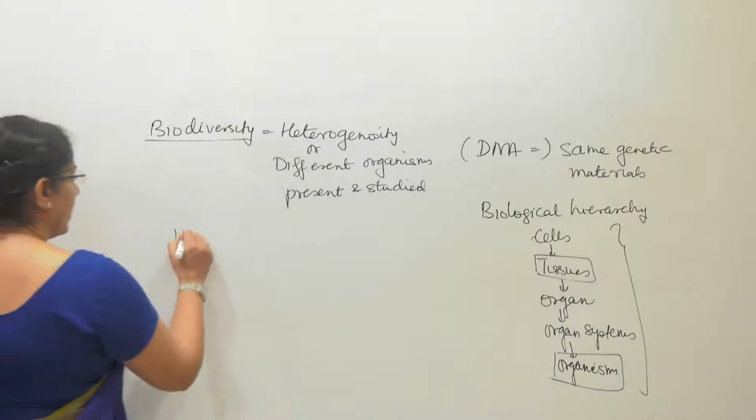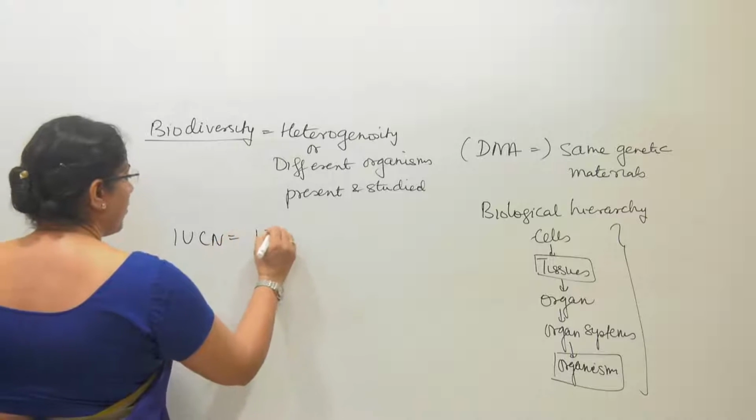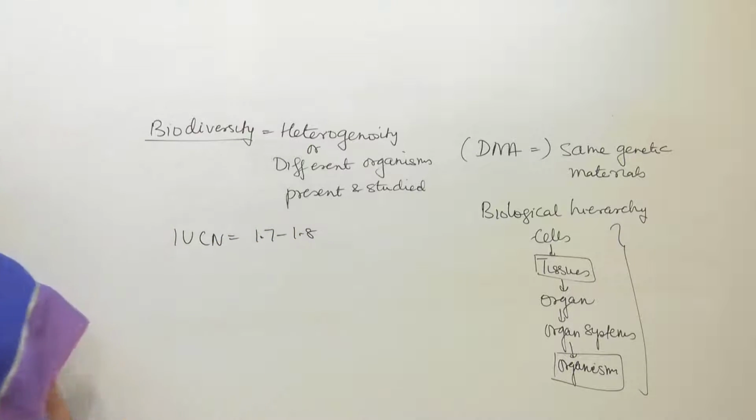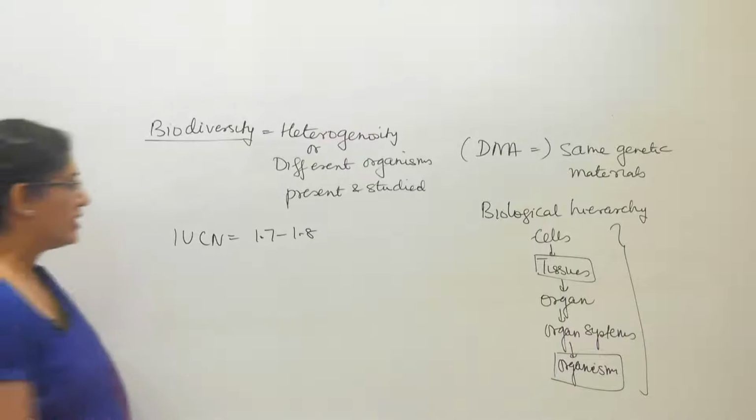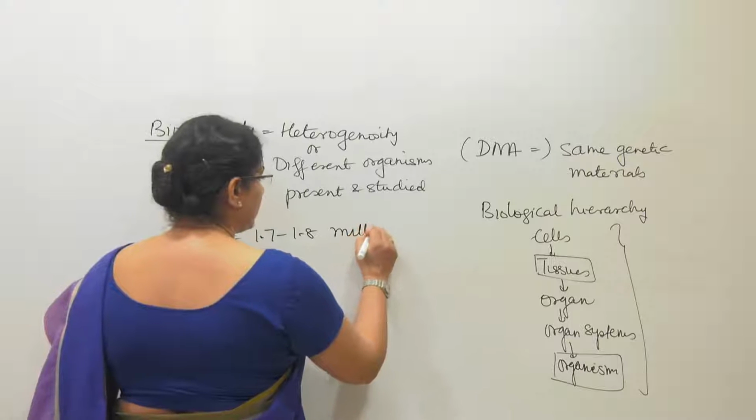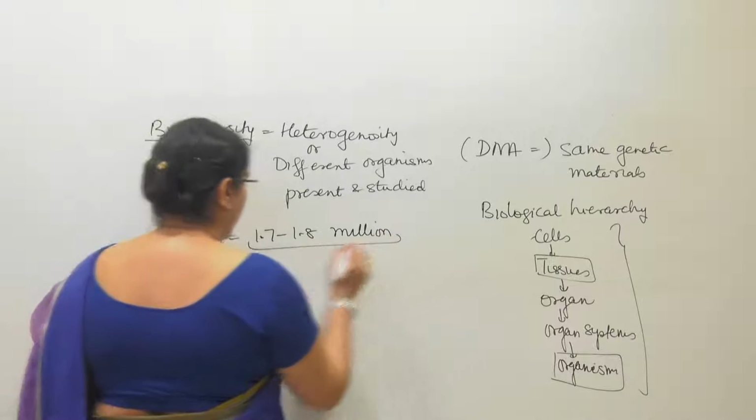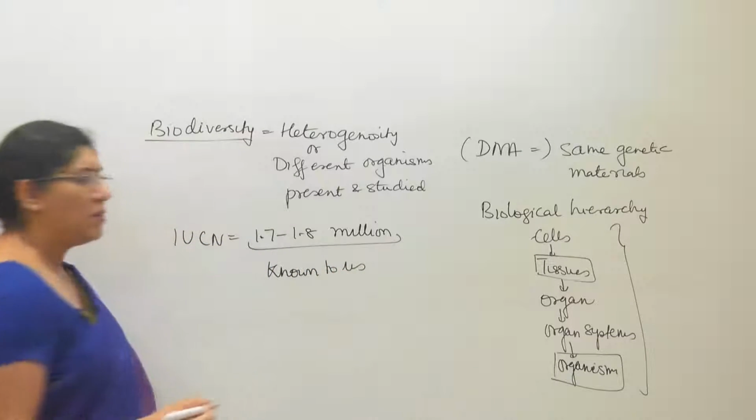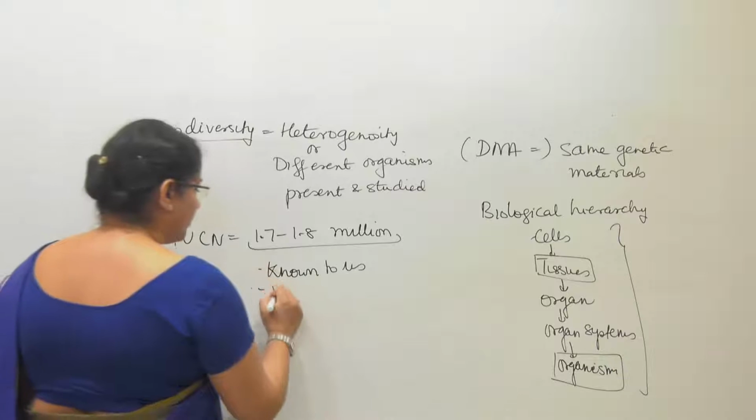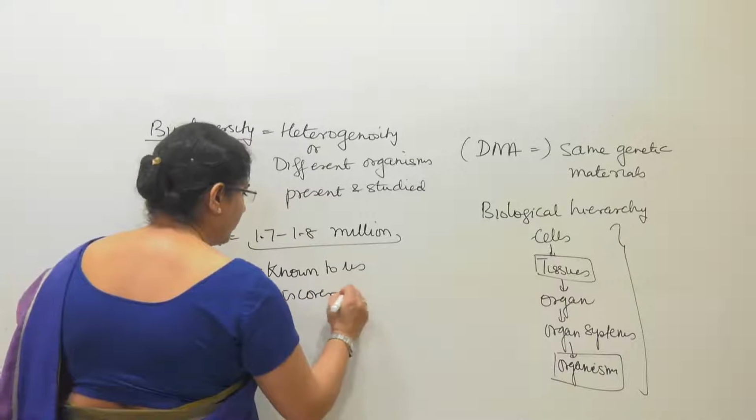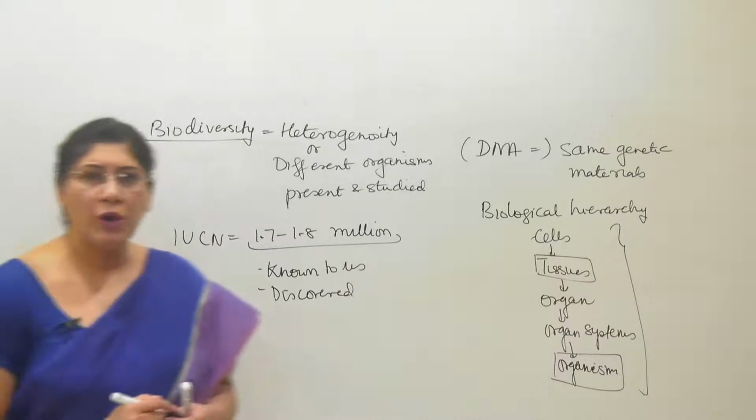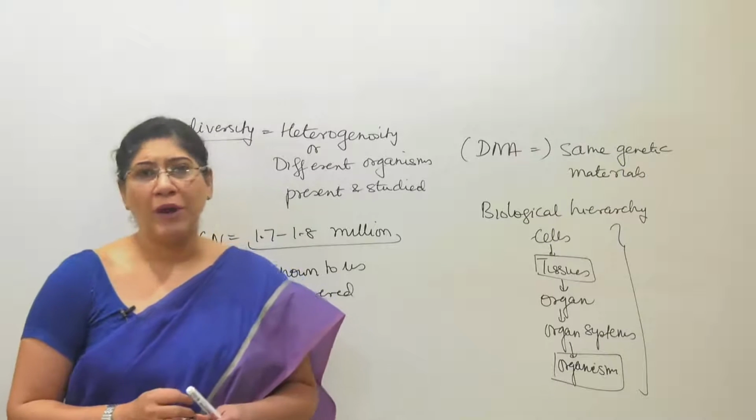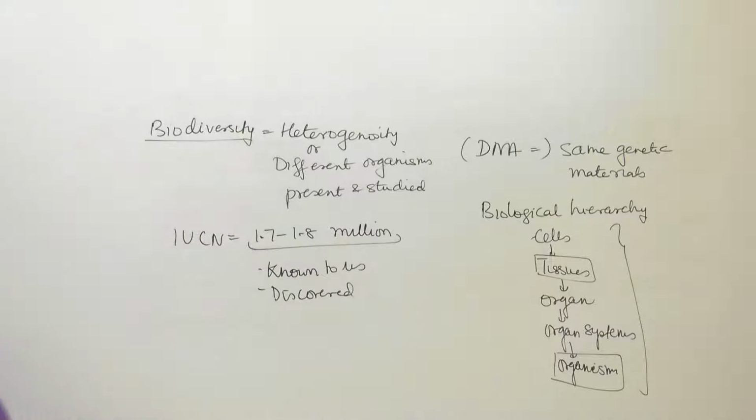Now if we go by IUCN, we have 1.7. So these are the values we use in biodiversity as well. In even biodiversity we use the same values. These are the organisms known to us. There may be many more. These are the ones which we have discovered till now, and there may be many more. So our aim is to study this biodiversity. Our first step of biology is to study and understand this biodiversity.